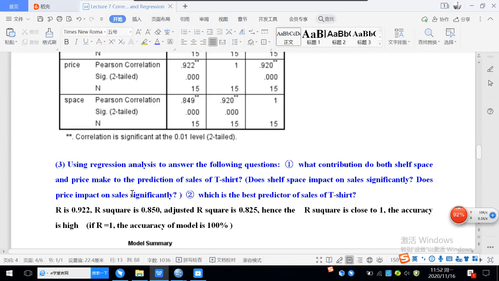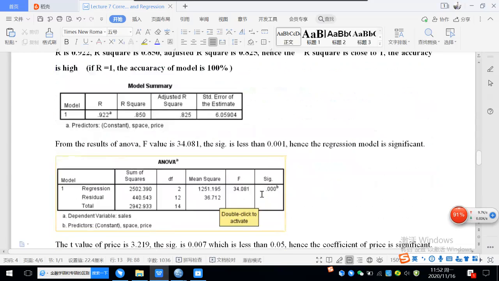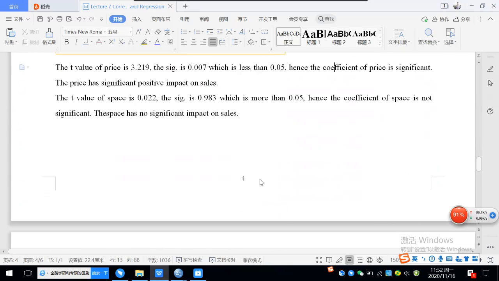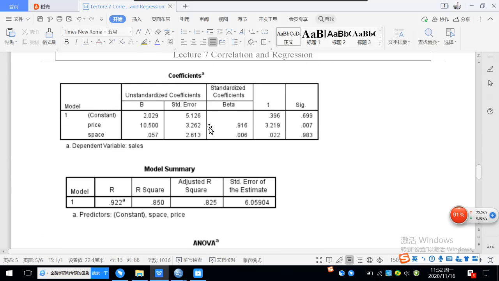Okay, then since the price is significant, the shelf space is not significant, right? So yes, we need to establish a new predictor, a new model. Also here, through this table, we can establish a regression model. I write the model here.